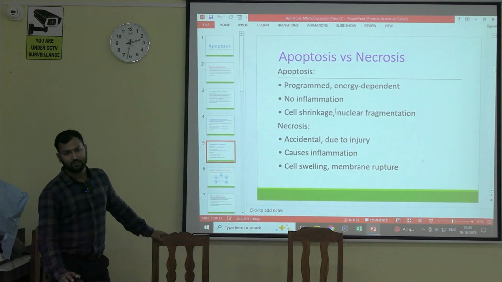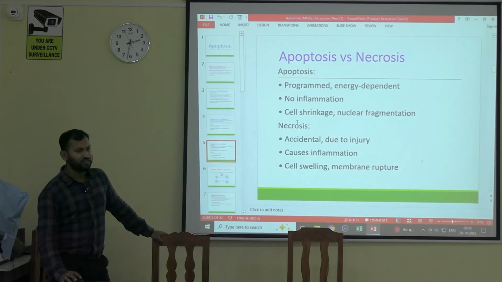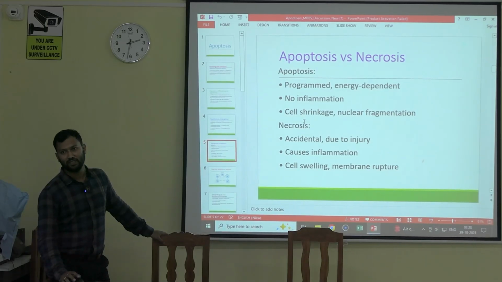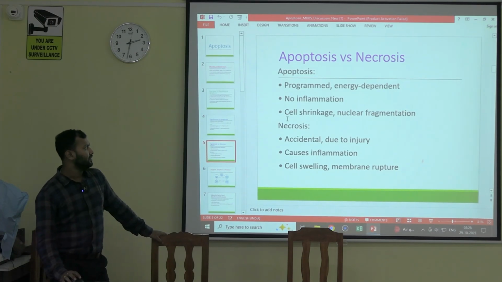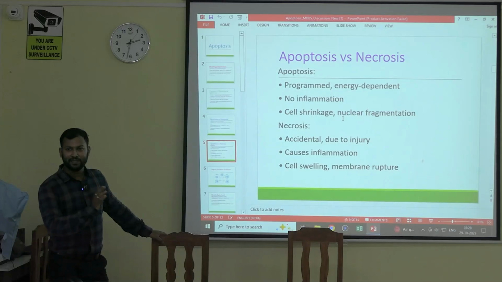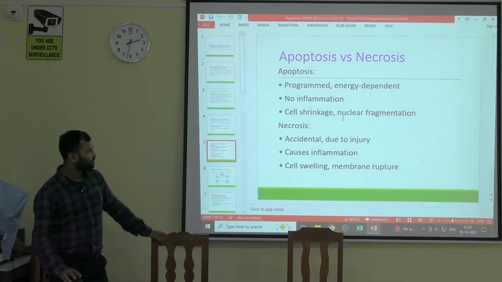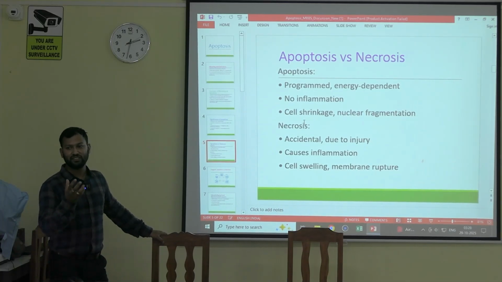There is no inflammation because there is no external agent working in the body or any autoimmune condition like that. So there is no inflammation. Then there will be cell shrinkage and nuclear fragmentation. I have an image by which I will show you all these things. The cell will shrink in size.